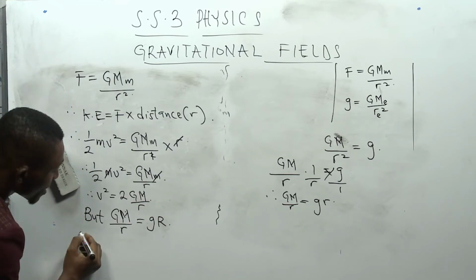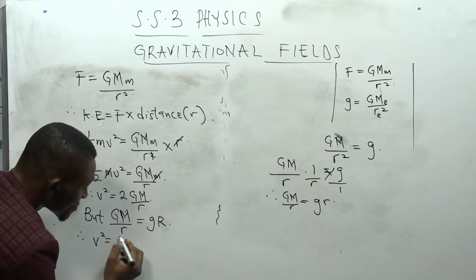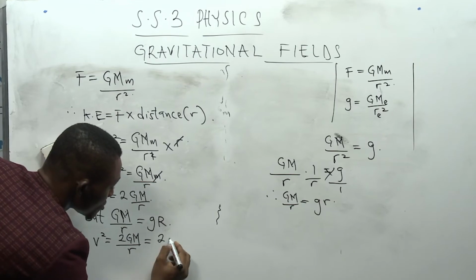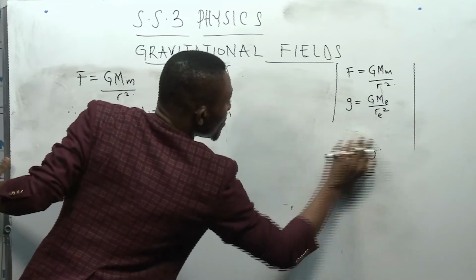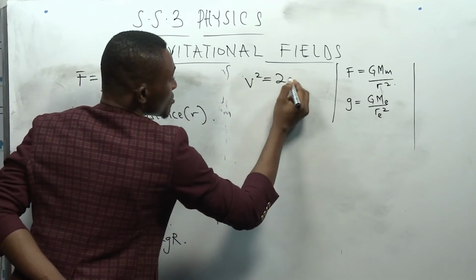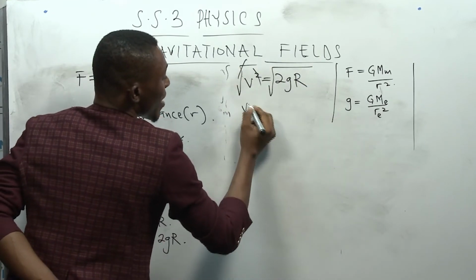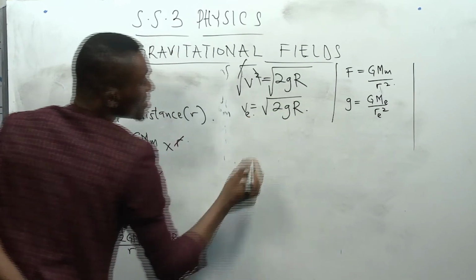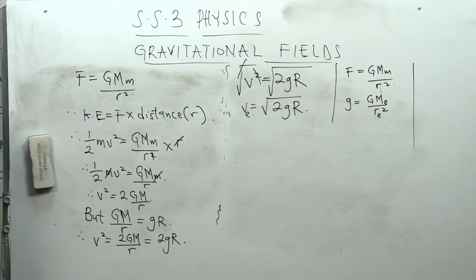So from here now, we can say that our v squared, which is equal to 2GM over R, is equal to 2gR. And finally, we can say that v squared is equal to 2gR. Taking the square root of both sides, our v is equal to the square root of 2gR. So using this equation now, we can calculate the escape velocity for Earth.